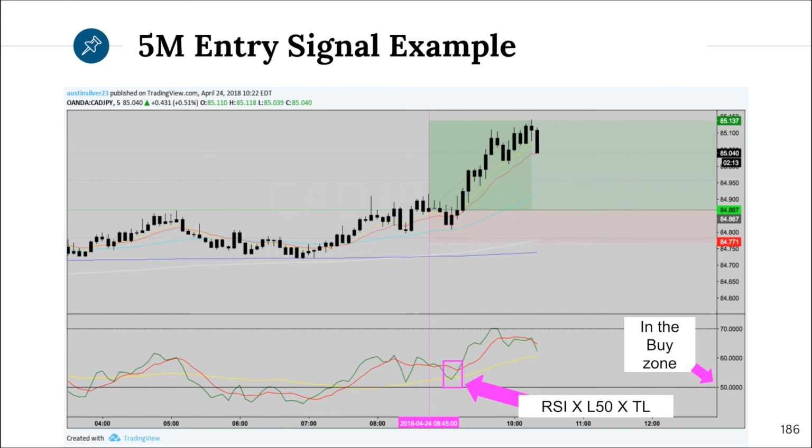Again, we're going to look at a 5-minute entry example. This looks just like the 15-minute, except here we're looking at that 5-minute entry. This is the same trade that I just showed you on the 15-minute chart, but now you can see when the RSI comes through the liquid 50 and then gets above the trend line in the buy zone, we then have our extended move up for the 20 or so pips on this pair CAD JPY. So again, when you're looking to go long, you want the RSI to be coming through the liquid 50, through the trend line, and have everything in the buy zone.